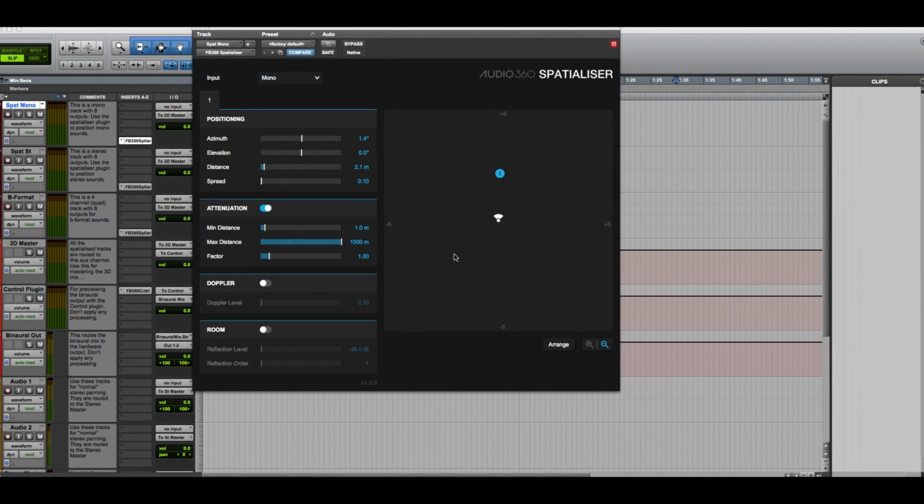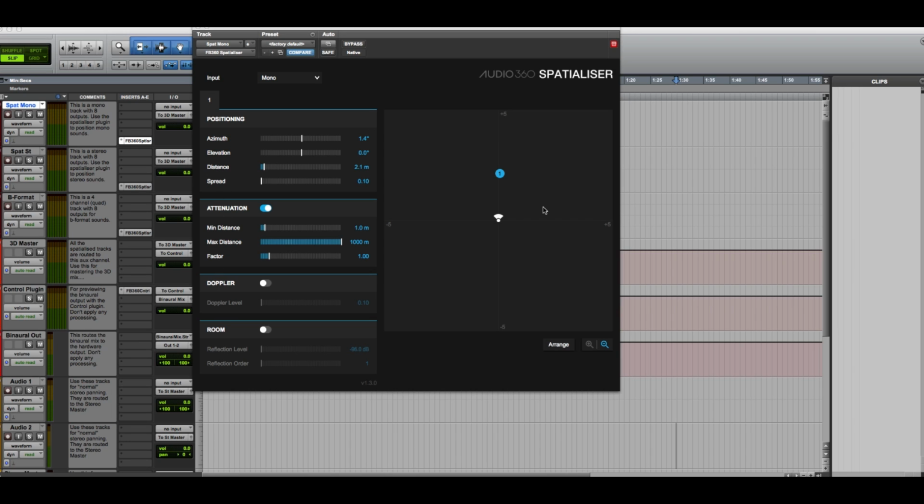Hey guys, today I'm going to give you a fairly brief introduction to Facebook's Audio 360 Spatializer for post-production, really, and doing post-production 3D sound, binaural sound, immersive sound, or immersive audio. And we're going to go through all these variables here and what they mean and how they sound.